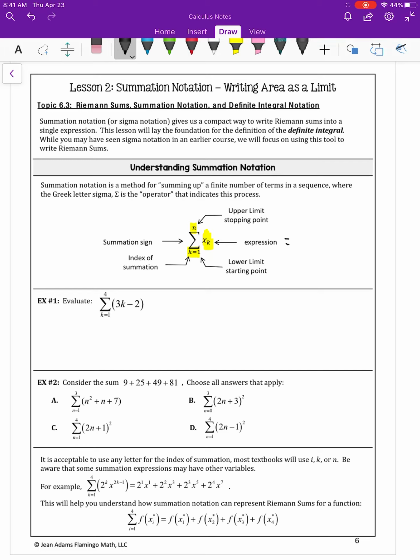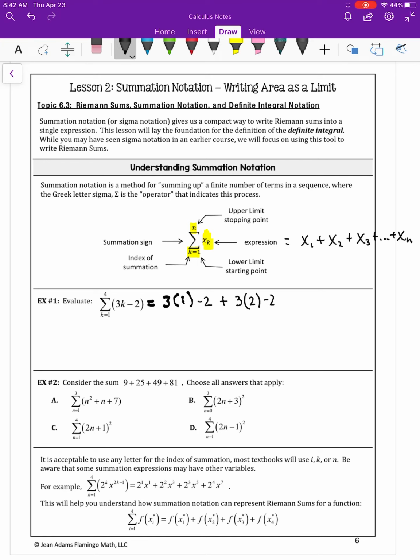They give you all the names of the different spots there. You've got your summation sign, the index of summation, k equals 1, and then the upper limit, n. So that's how you read it, k equals 1 to n, and then you've got your expression, x sub k. For this main one, this would be x sub 1 plus x sub 2 plus x sub 3 plus dot, dot, dot, plus x sub n. Then you would be done because n is your last one, your stopping point. And there's plus signs in between because that's what sigma means.